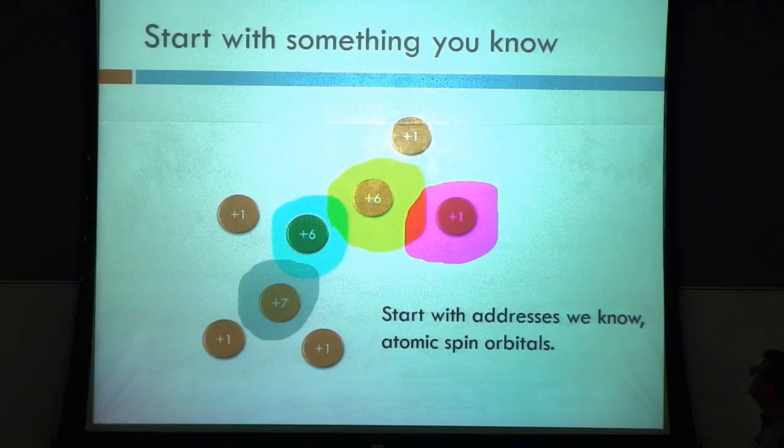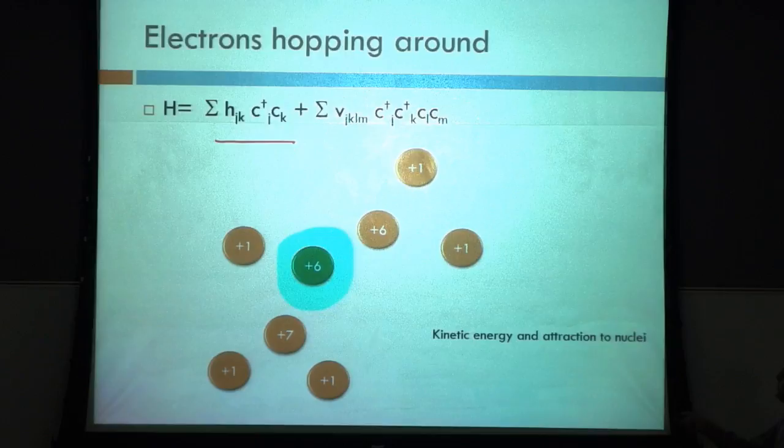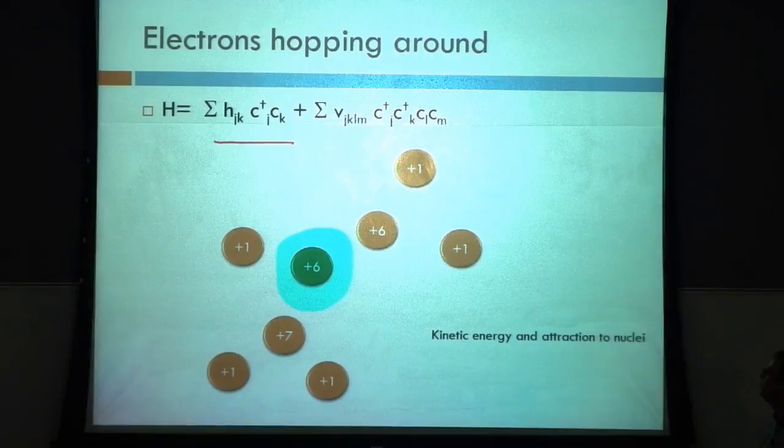And then the Hamiltonian can really be thought of as an equation which governs how electrons change addresses. So there are two parts. The first part, which contains the kinetic energy and the attraction to nuclei, basically says an electron will change its address from, say, K to J. That's it, just a hopping of the electrons around.